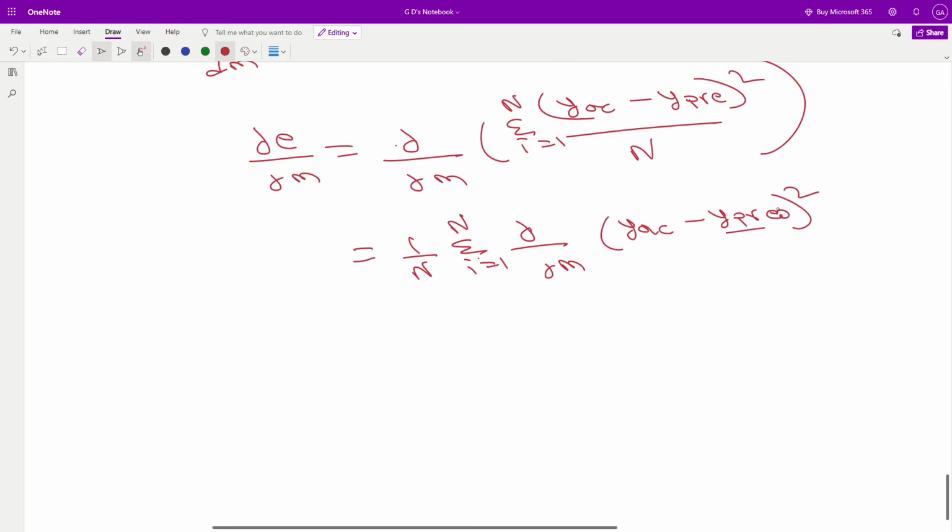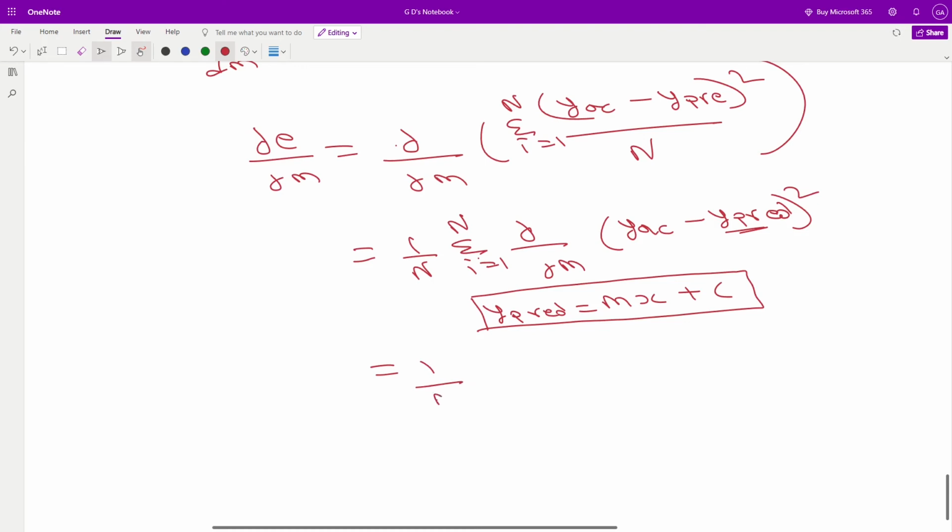Now we clearly know what y pred is. According to the linear regression equation, you are trying to predict the y value, and that is nothing but mx plus c. Y actual is the actual value of y in the data set, whereas y pred is your predicted value, that is mx plus c. So let me substitute mx plus c in this.